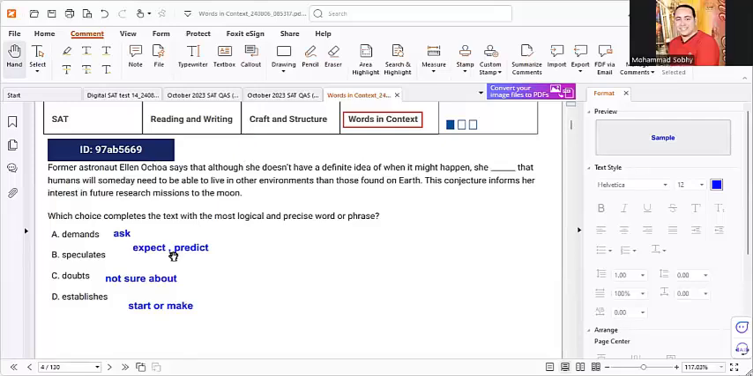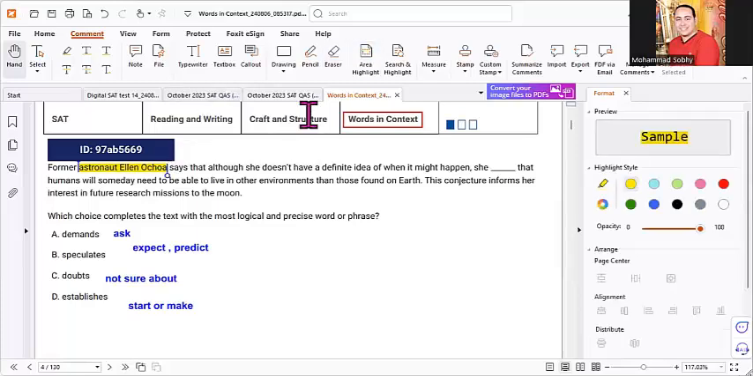Okay, so the correct answer is speculate. So astronaut Ellen speculates, she predicts that one thing will happen one day. So here we need to read it from the beginning. She doesn't have a definite idea of what might happen.